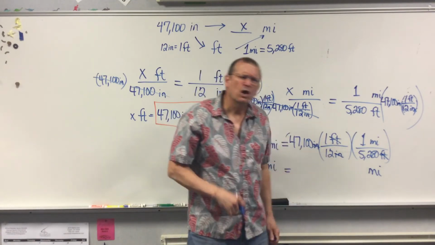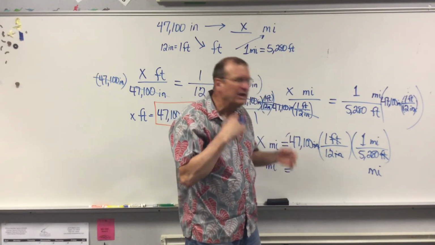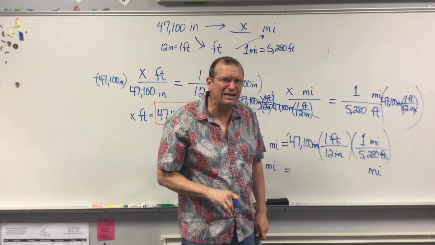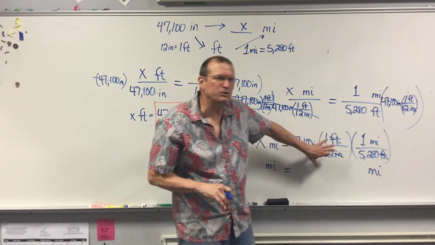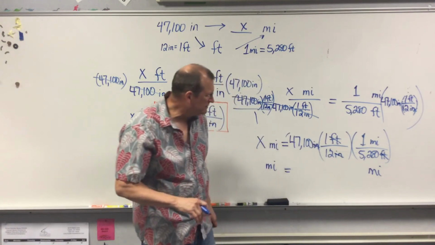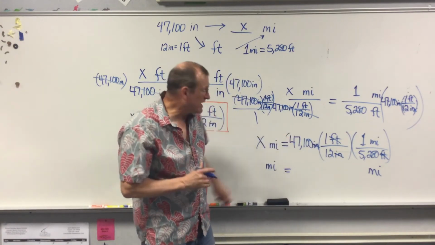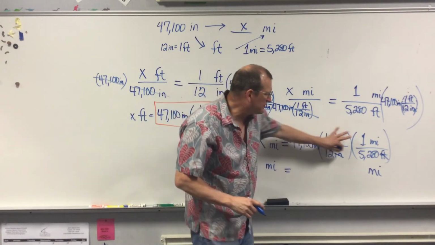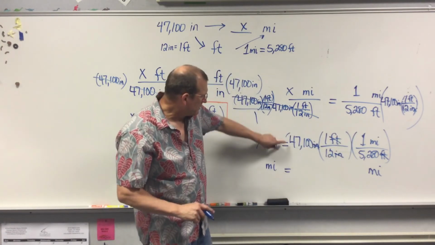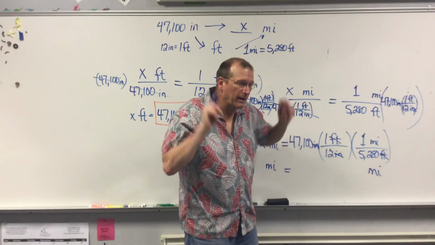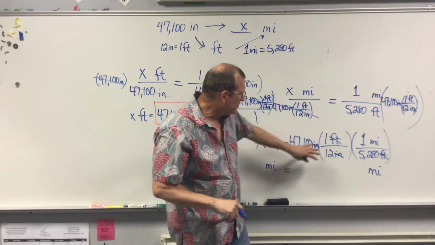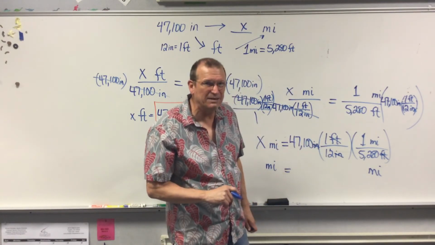And when someone says, well, do I multiply or divide by 12 or the 5,280? You don't have to know that off the top of your head. You just need to be able to structure this calculation so that the units will cancel, and then look at this like a pure math problem. Because when you have 47,100 and you multiply by 1 over 12, that is the same thing as dividing by 12.